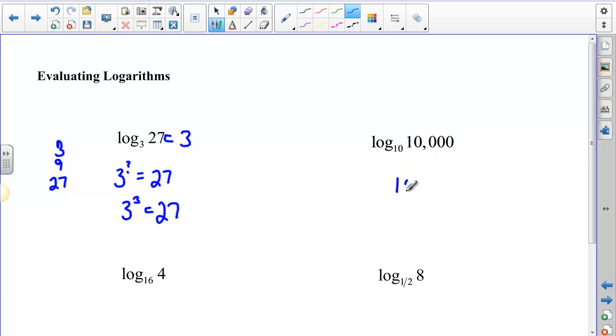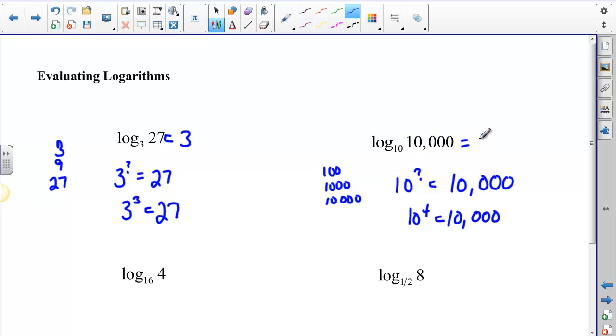Here we have log base 10 of 10,000. So again, I'm going to ask myself, 10 to what power is equal to 10,000? If I remember my powers of 10 right, 10 squared is 100, 10 cubed is 1,000, and 10 to the 4th is 10,000. So this means that log base 10 of 10,000 is equal to 4.